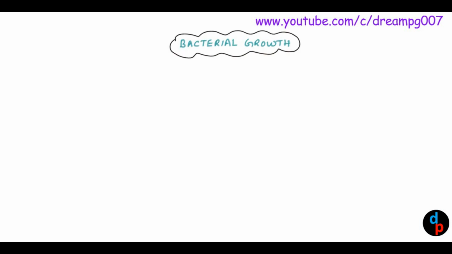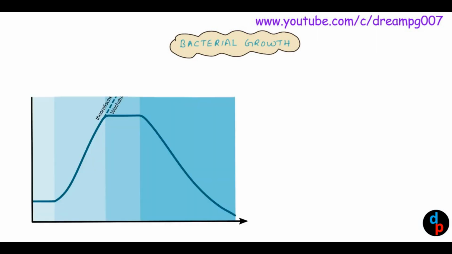Today we will discuss some of the important points regarding the bacterial growth curve. The bacterial growth curve is divided into four main phases. They are the lag phase, log phase, stationary phase and the death phase.